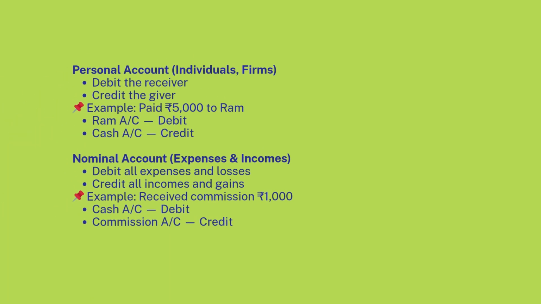Personal account, individuals, firms: debit the receiver, credit the giver. Example, paid 5,000 rupees to Ram. Ram's account, debit; cash account, credit. Nominal account, expenses and incomes: debit all expenses and losses, credit all incomes and gains. Example, received commission 1,000 rupees. Cash account, debit. Commission account, credit.